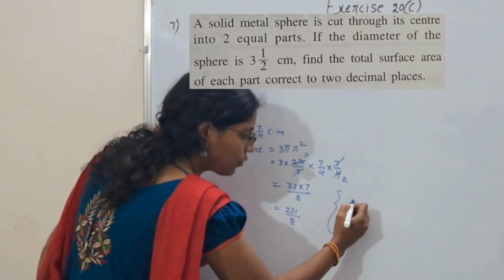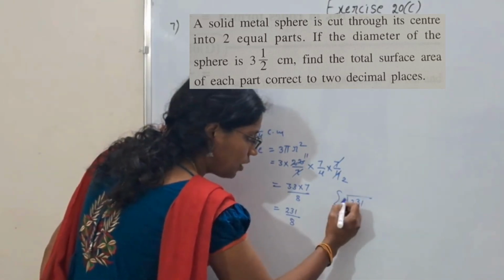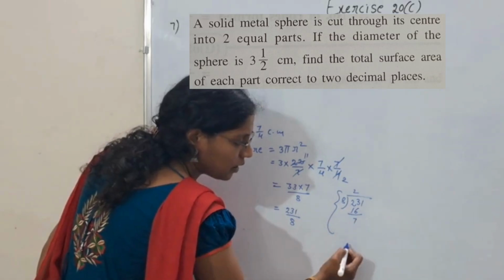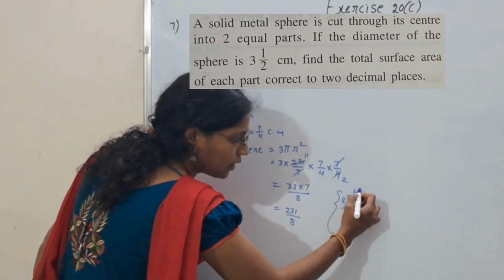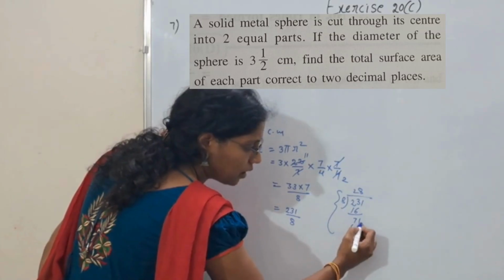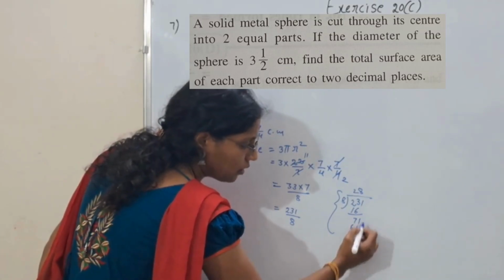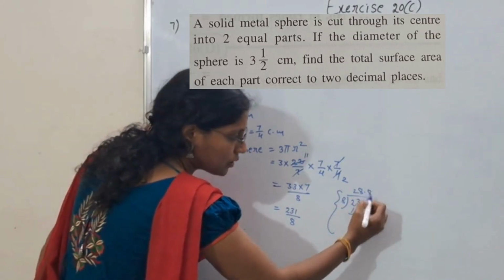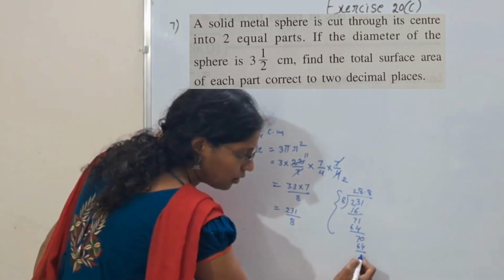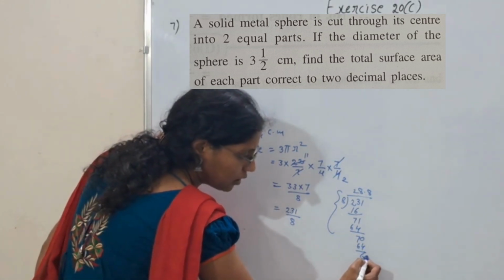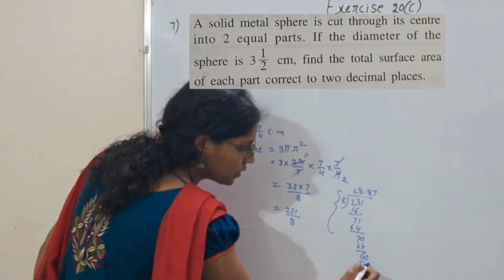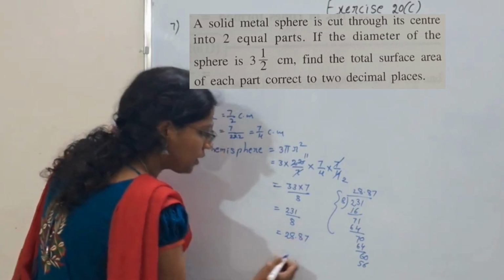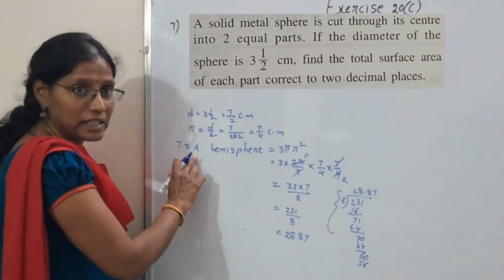Here long division method we have to use, 231. Here 8 twos are 16. Here 23 minus 16 is 7. Here 8 eights are 64. Here 71 minus 64 is 7. Here 7 it will come. So 28.0. Here 8 eights are 64. Here 70 minus 64 is 6. Here 0 it will come. 7 eights are 56. 2 decimal points enough. 28.87. Here total surface area.